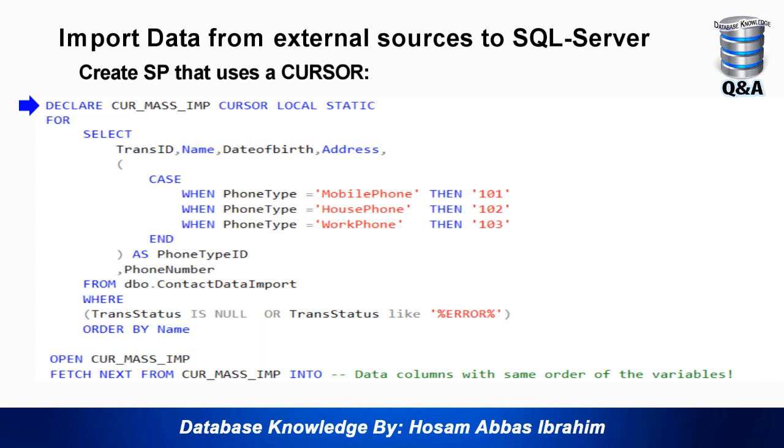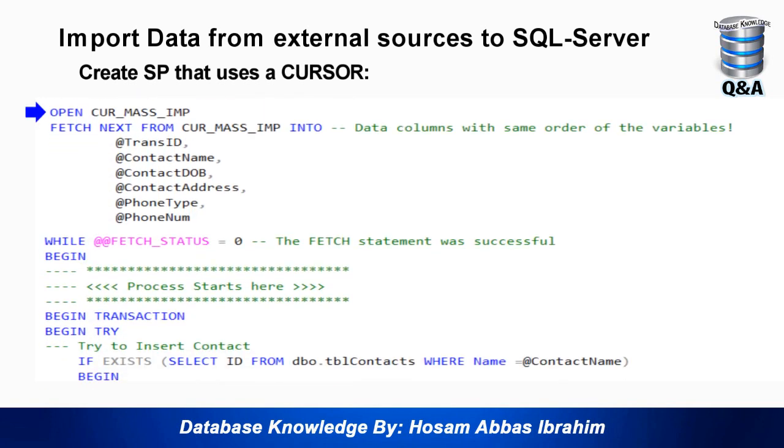Now the cursor is declared for what? For select. And I will select the data from the staging table we have brought from Access. I will select a transaction ID, name, date of birth, address, and I will map the phone type to an ID, as you see, using the case function, and the phone number. Where, this is very important, where the transaction status is null, because I don't need to reprocess the rows which are already processed, or where the transaction has an error. So maybe I have another chance to reprocess the rows that have an error if this error was fixed.